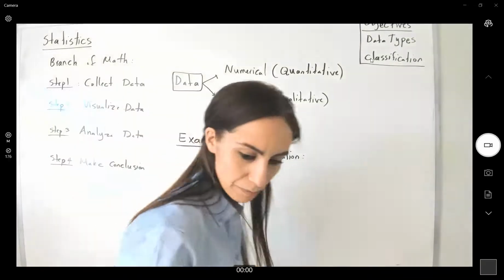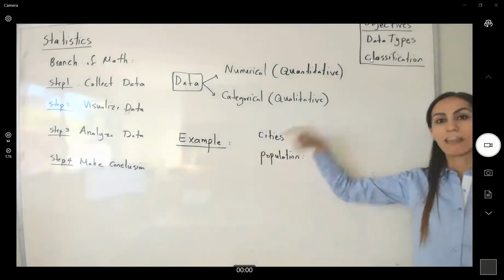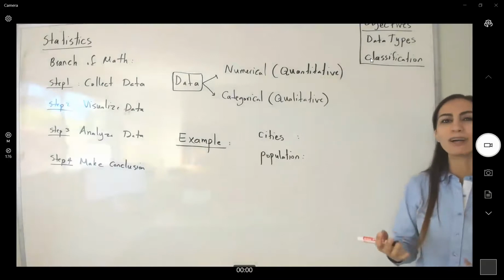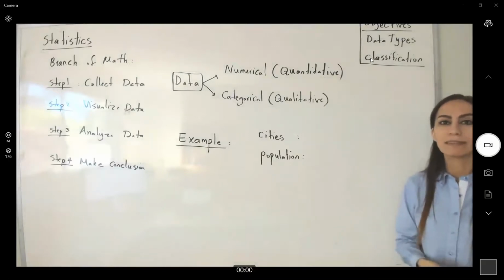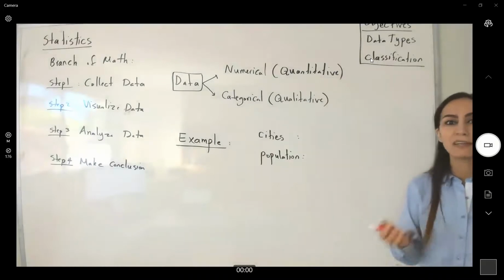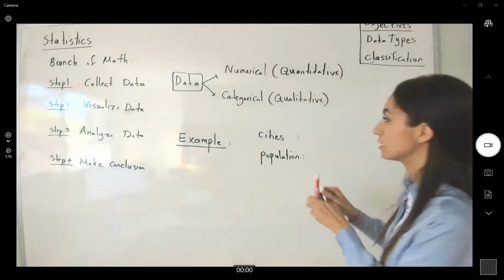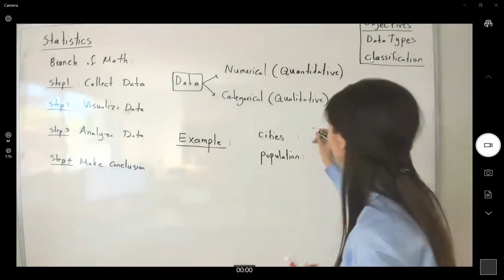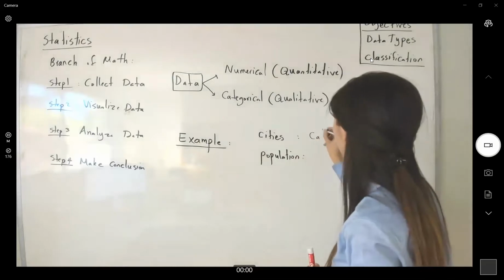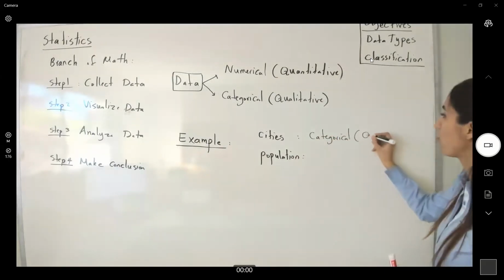So, very well. When it comes to cities, we have the name of the cities. It's not possible to add the name of the cities and say, hey, we have some numbers, we can do algebra. Of course not. So this is categorical. We can put cities in some categories. Categorical or qualitative.